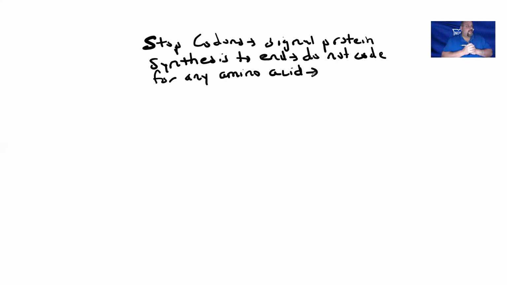So no amino acid is going to be brought by the transfer RNA. And that's the signal for protein synthesis to come to an end. Which are the stop codons? You have UAA, UAG, and UGA. And you don't have to memorize these. It's clearly illustrated on the genetic code which ones are the stop codons.